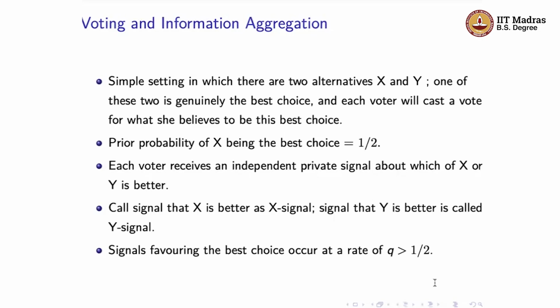So things are symmetrical at the beginning. You think that X has the probability half of being the best choice, and Y has the probability half of being the best choice, right? One of them is the best choice.